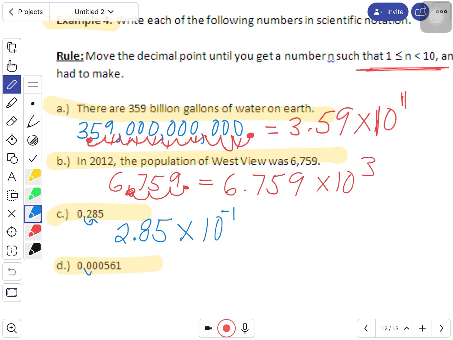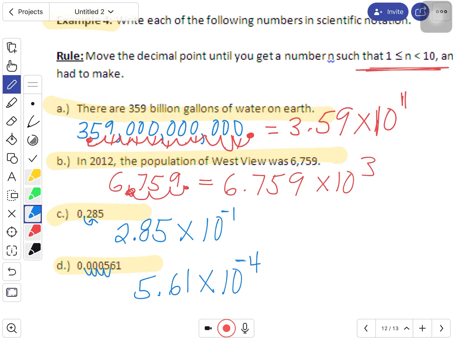Same thing here in part D. So 1, 2, 3, 4 swooshes. But that's a really small decimal. So I can't have a big exponent. I got to have a small exponent. So it's not going to be 4 because that's going to give me like 56,100. That's too big. So to make it small, I have to make the exponent small. I have to make it negative.